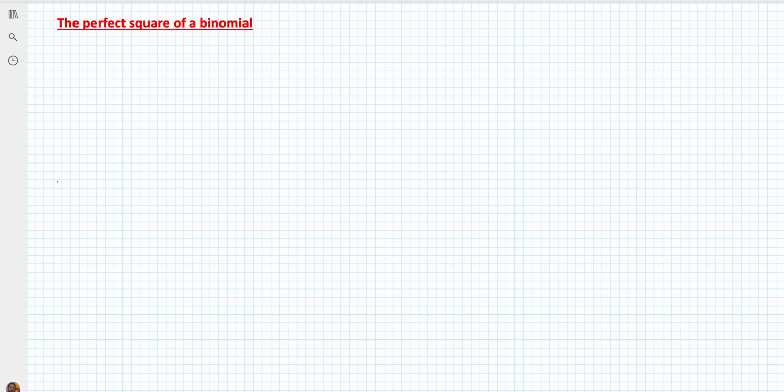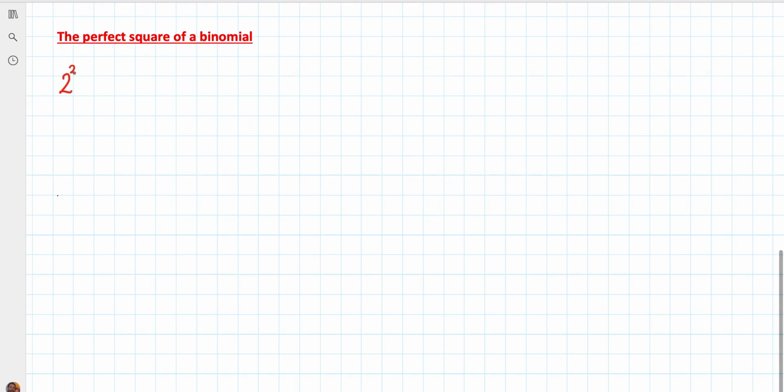Continuing with this lesson, I want us to think about something here. We're going to talk about the perfect square of a binomial. But before going into that, I want us to think, what if I write 2 squared and I want to do it here in this grid that I have here?